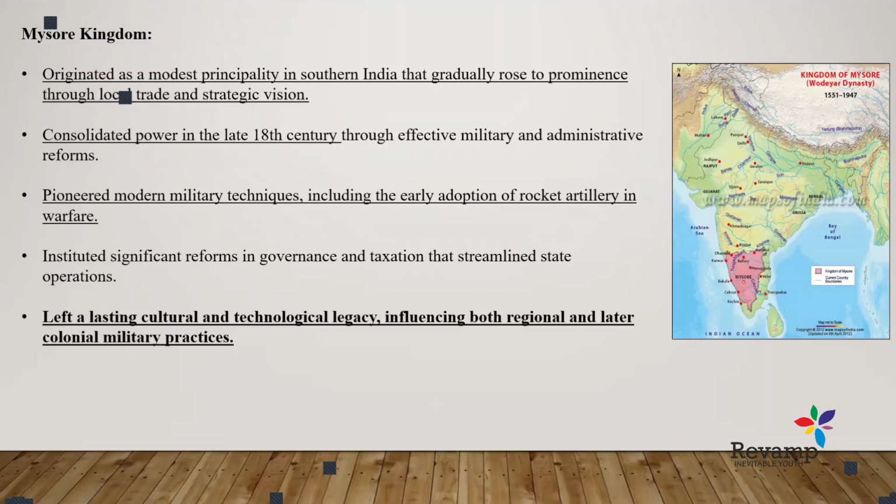So by the 18th century, they were a well-versed kingdom in the southern part of India, and they had very well-known military and administrative reforms in that region. They were well equipped in military tactics, and they were the ones to introduce rocket artillery in warfare for the Indian Peninsula. The kingdom itself was not very long-lasting, but their influence is still predominant in that region.